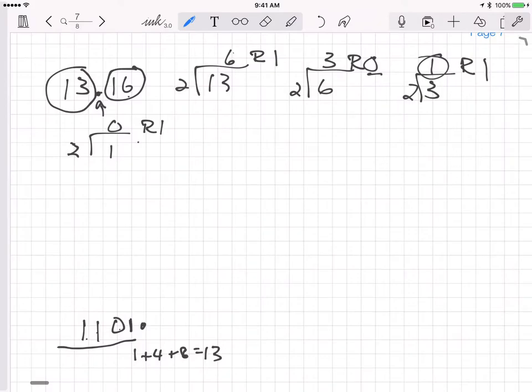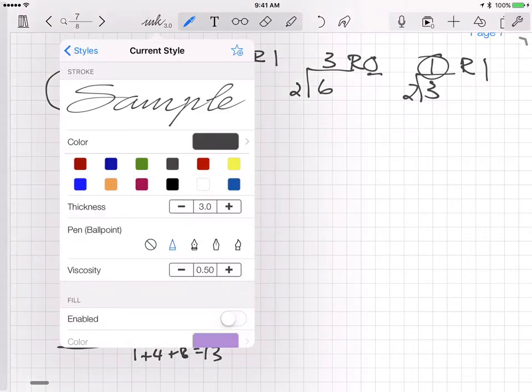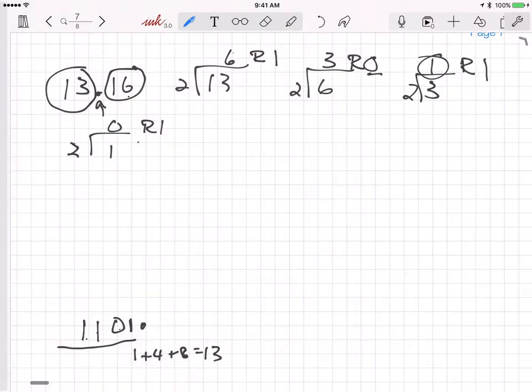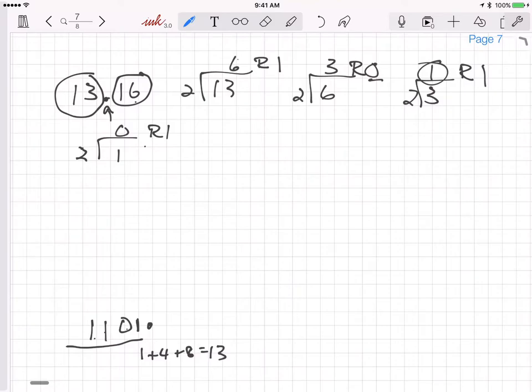Okay, the fraction is the number .16. Let me do that in red here. Okay, so the number .16. When I have a fraction, I do something a little bit different. Okay, so I take 0.16 and I multiply that by 2. Okay, and 2 times 16 gives me 0.32. And the unit's digit is 0. So I put a 0 to the right of the binary point.